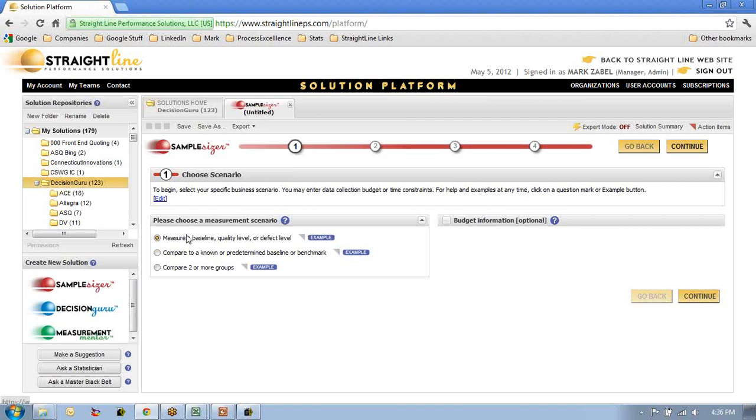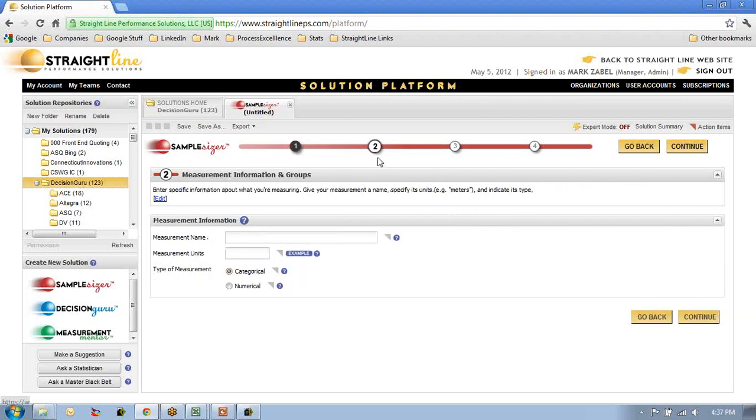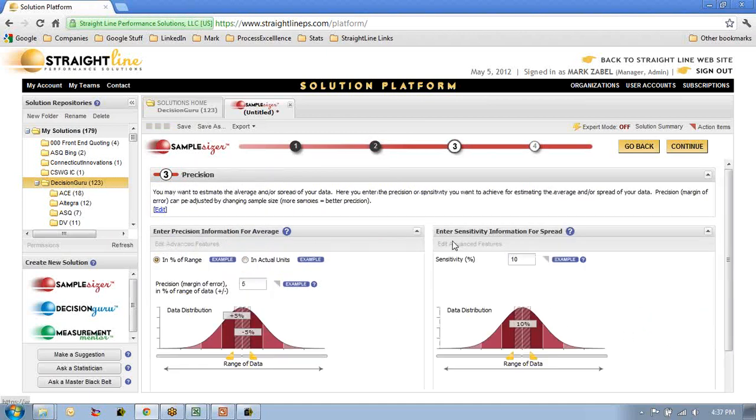If you're following along, suppose you wanted to measure a baseline of some process, and suppose it was a cycle time of how long the process took to finish. Let's just walk through. You notice that there's a number of other scenarios that Sample Sizer can help with. Let's go on to step 2. Let's call our measurement cycle time, and let's say we measure it in minutes. That happens to be a numerical type of variable.